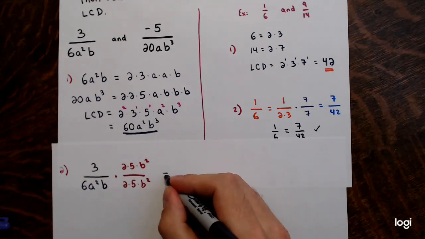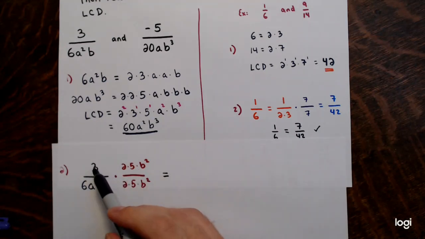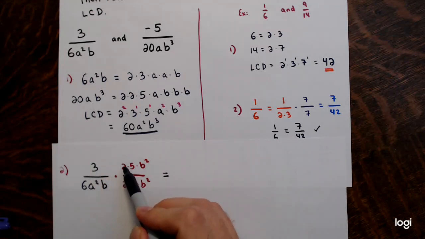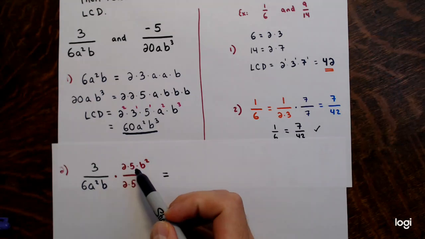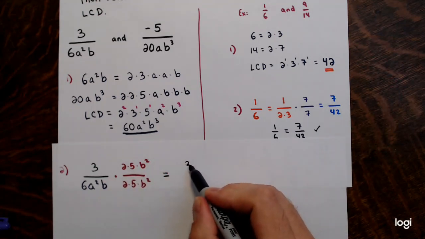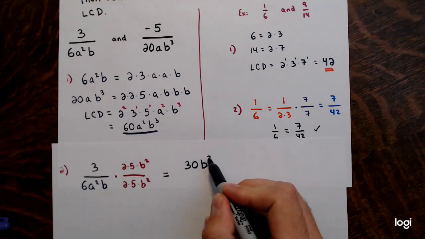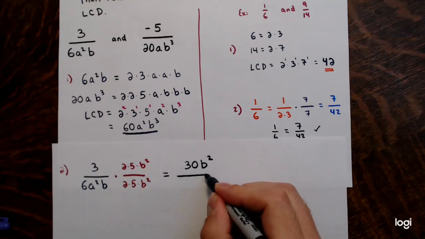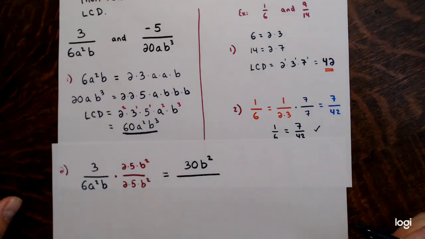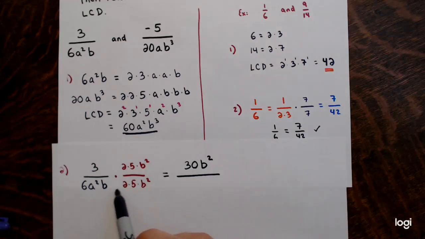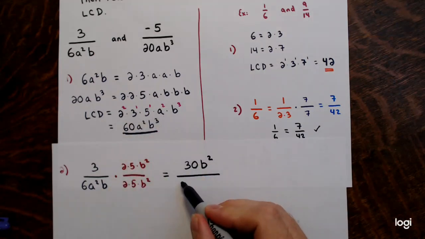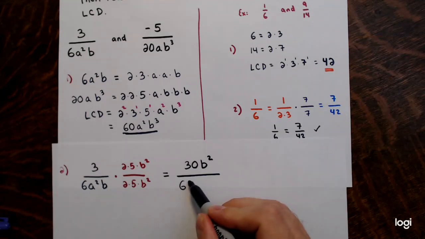Okay. And then when all said and done, this is equal to, multiply the numerators, 3 times 2 times 5. Well, 3 times 2 times 5 is 30, 3 times 10. And then you have times b squared. So the numerator is 30b squared, and the denominator is the LCD. We have all the factors that the LCD does. So that's the 60a squared b cubed.